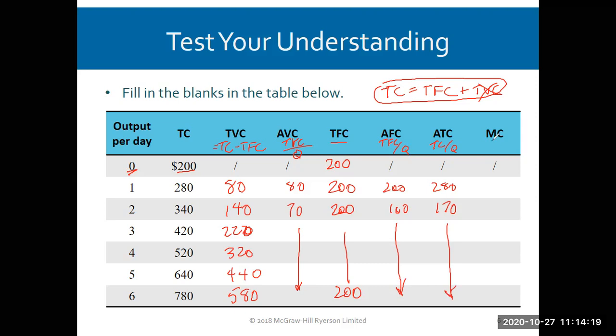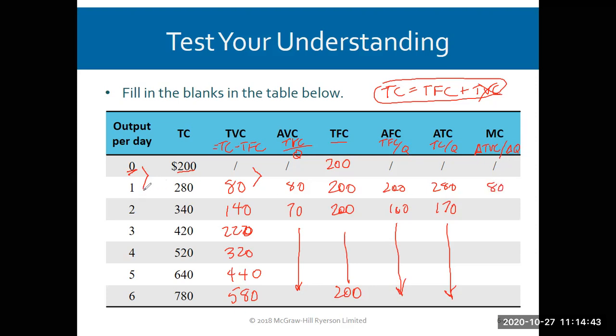The marginal cost. That's the change in total variable cost divided by the change in quantity. So I'm going to go from a quantity of 0 to 1. Total variable cost goes from nothing to 80. So that's 80 divided by 1. So my marginal cost is 80 there. Let's do the next one.